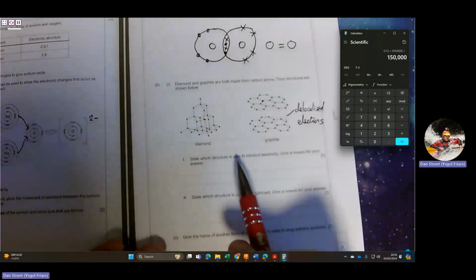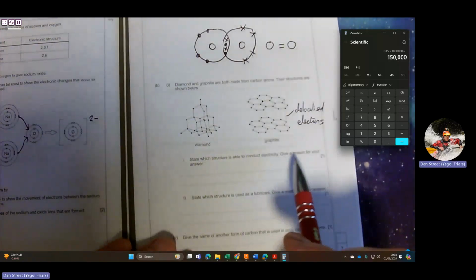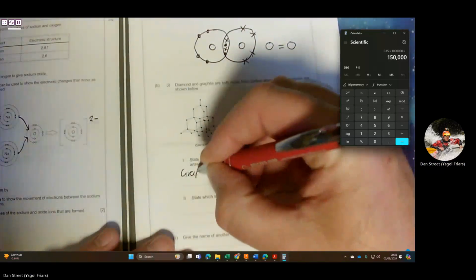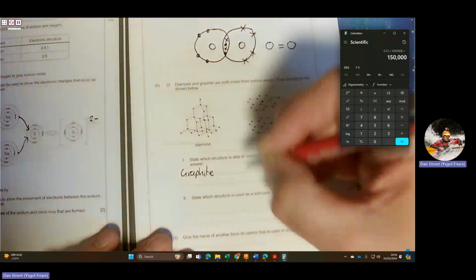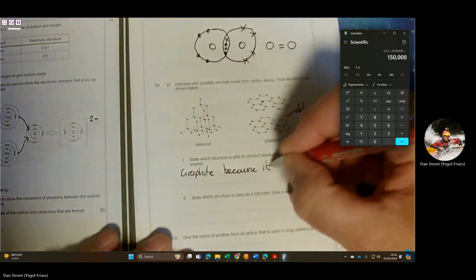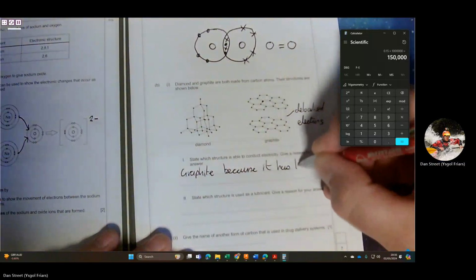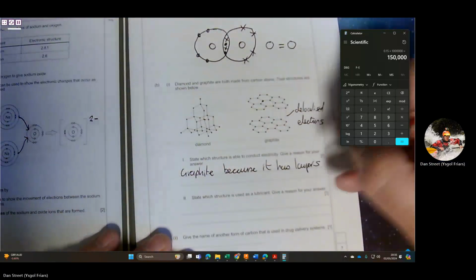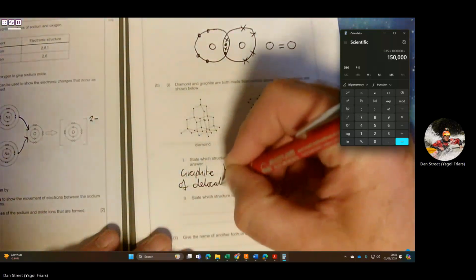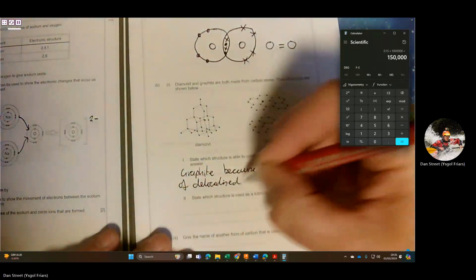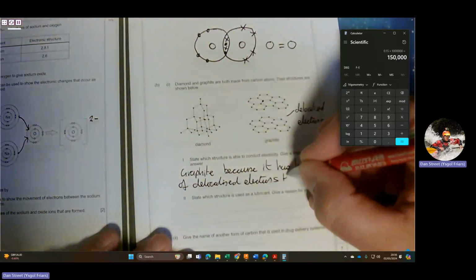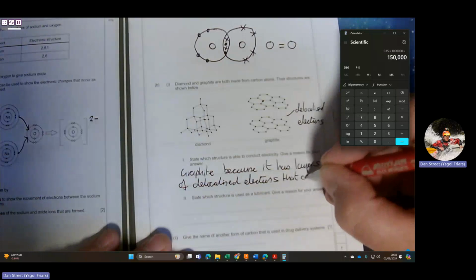It says, state which structure is able to conduct electricity, give a reason for your answer. So the answer is graphite, and it's because it has delocalized electrons. It has layers of delocalized electrons that can carry charge.